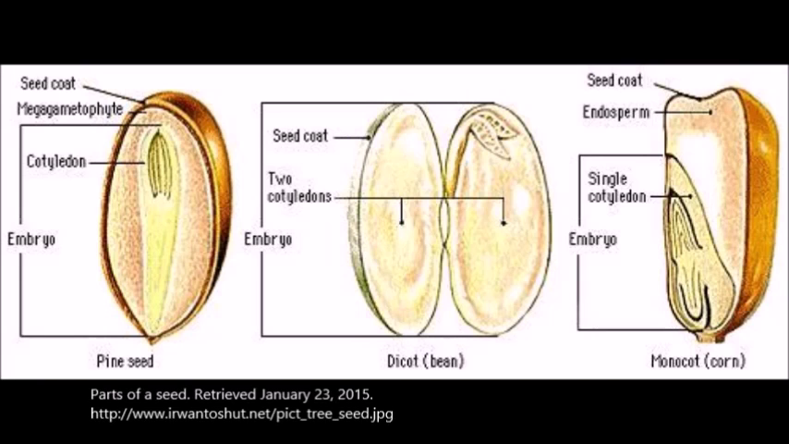In this picture we see a pine seed, a bean seed, and a corn seed, and it shows three different parts of the seed.